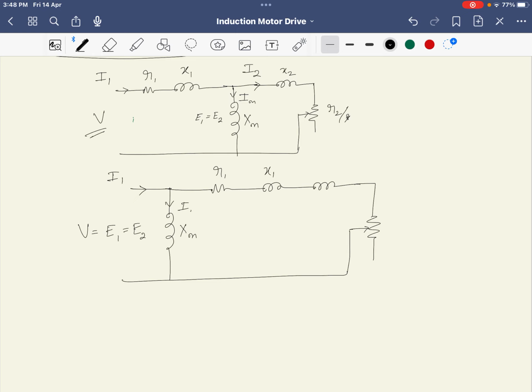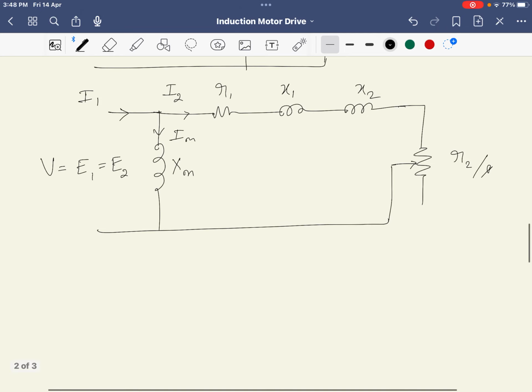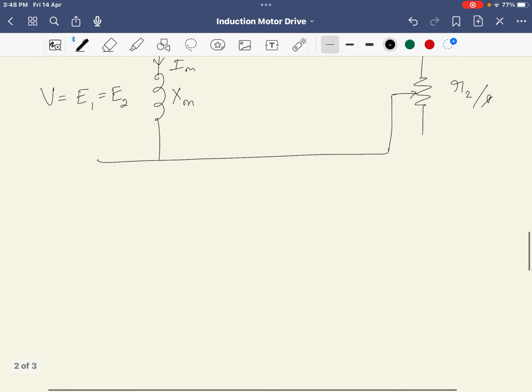Supply current I1, this is Im, and here we have I2. Now this is X2 over here, and this side is R2 by S. So this is what the equivalent circuit will look like, and ultimately our objective is to get to the torque, right? So to get to the torque, let us first calculate the power.